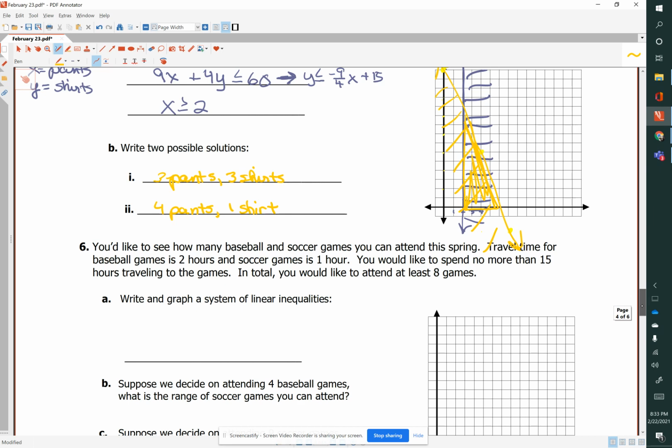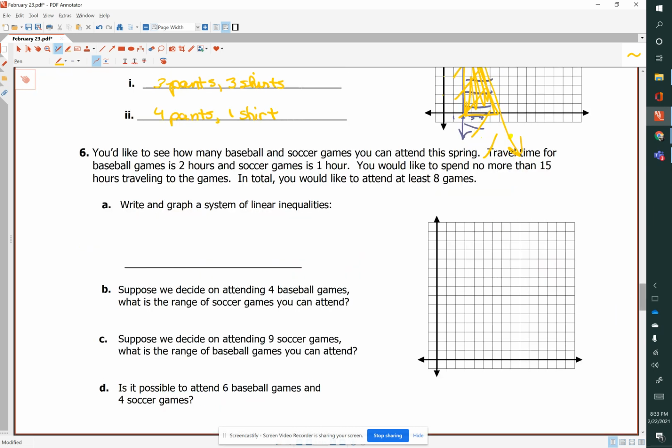So finally, our last problem. You'd like to see how many baseball and soccer games you can attend this spring. Travel time for baseball games is 2 hours and soccer games is 1 hour. You would like to spend no more than 15 hours traveling to the games, and in total, you'd like to attend at least 8 games. So this one's a little more complicated, but we're going to let x equal baseball games, and y will equal the soccer games.